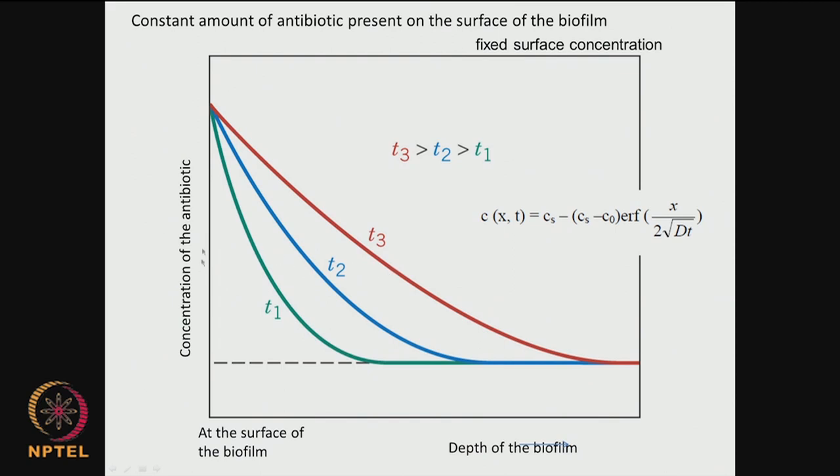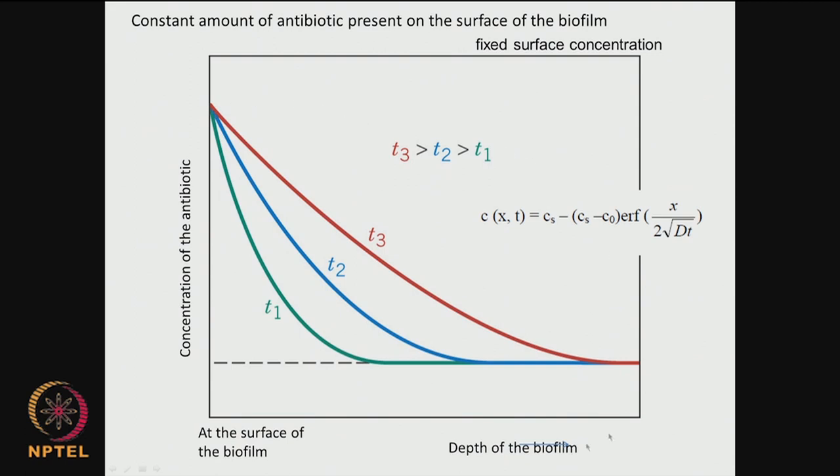So, if you have a constant amount of antibiotic present on the surface, that means the antibiotic is not depleting. So, at the surface the concentration will be so much. As you go inside the biofilm, the x axis is the depth of the biofilm, the concentration will fall down like this, but as you increase the time, it will slowly build up like this. That means t3 is greater than t2, greater than t1.